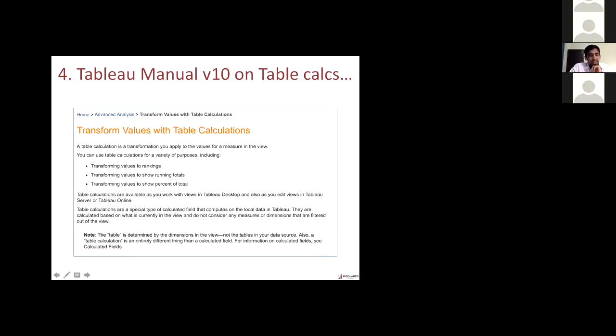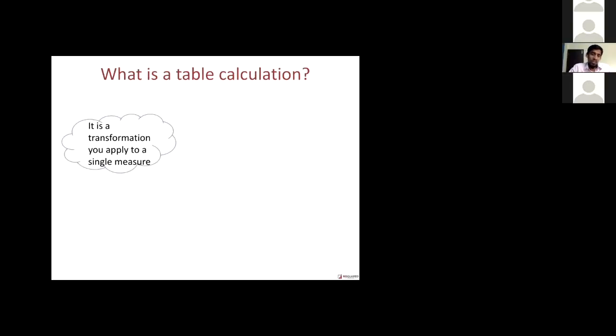So, and then they give examples. One type of transformation is ranking, other is running total, other is percentage of total. At least this helps us to form a slightly better picture compared to anything else we have seen. So if I go back, the one thing that we understand is it's a transformation you apply to a single measure. And then addressing and partitioning are used to define a table calculation.